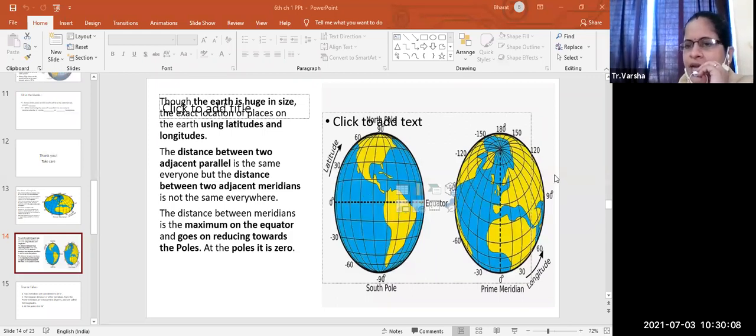Where will it be 90? It will be 90 at the equator. For latitude we had 0° at the equator and 90° at the poles, but when we read about longitude, we take 0 at the poles and 90 at the equator. Okay, so let me check how much you have understood till here.